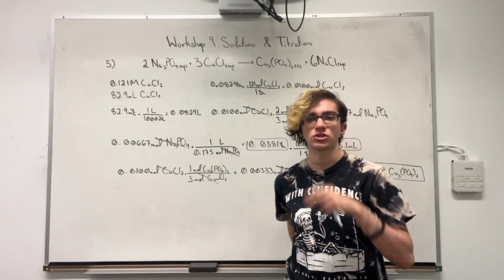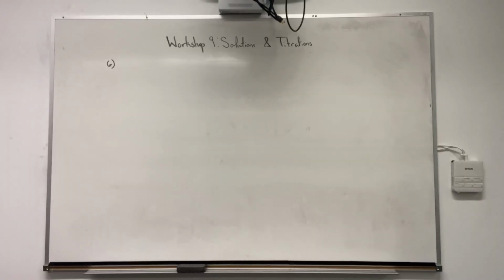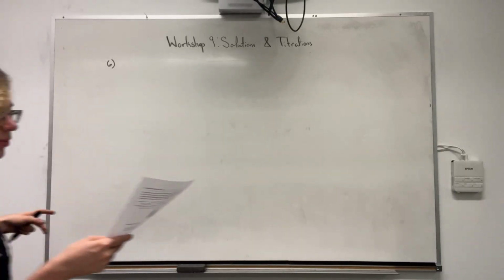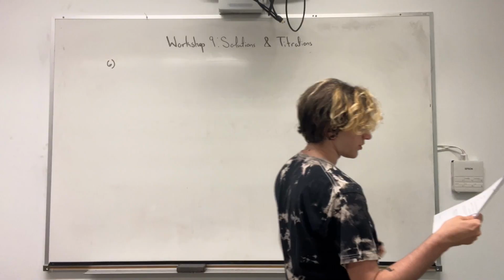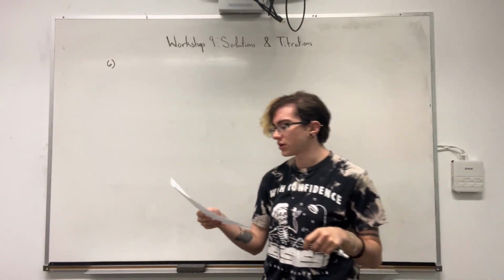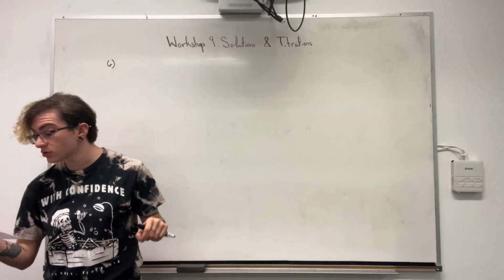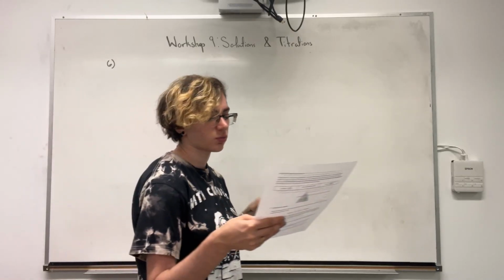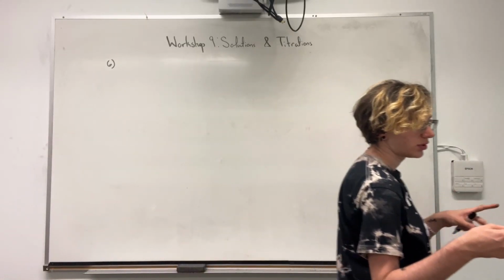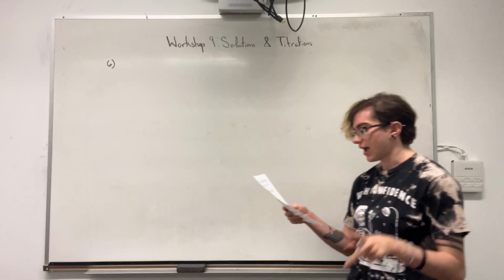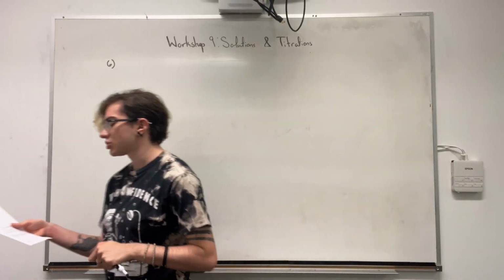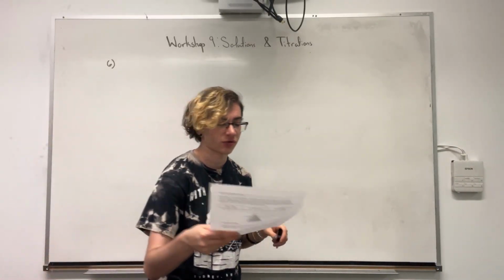So on to our final question, question 6. Last problem we have here: a 50 milliliter sample of an unknown phosphoric acid solution is titrated with 0.195 molarity sodium hydroxide solution. The equivalence point is reached when 48.73 milliliters of sodium hydroxide is added. What is the concentration of the unknown phosphoric acid solution?